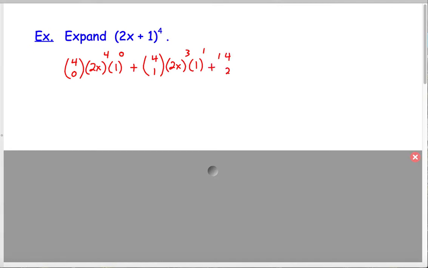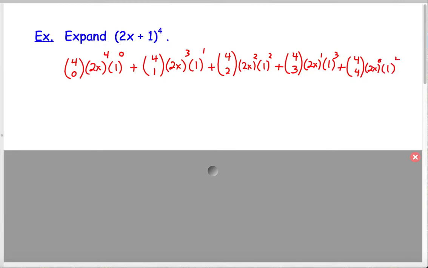etc. 4 choose 2, 2x squared, 1 squared. 4 choose 3, 2x to the 1st, 1 to the 3rd power, and finally 4 choose 4, 2x to the 0 power. Why is he writing that? Just to make sure you're seeing the pattern. Shortly, I'll stop writing all the non-essential stuff.